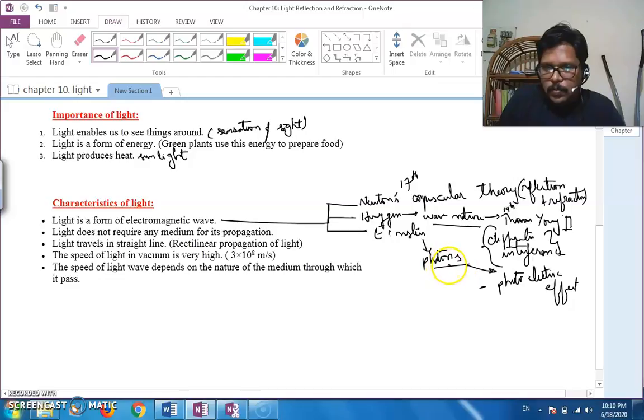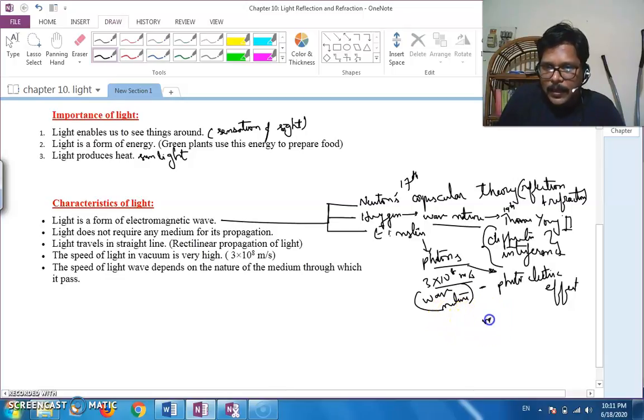These photons are very small, massless, and negligible in size, and when they travel in a medium, they travel at a speed almost equal to 3 into 10 power 8 meters per second. During that motion, they exhibit wave nature. So when they are traveling in a medium, these photons exhibit wave nature.